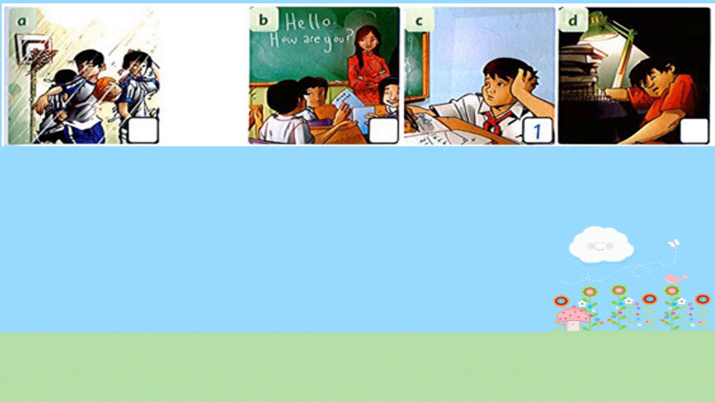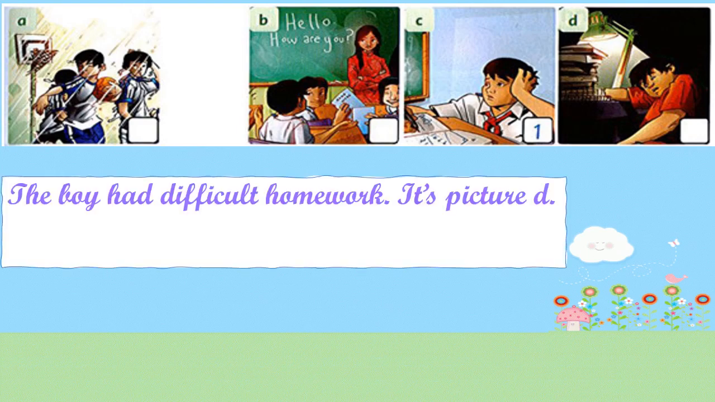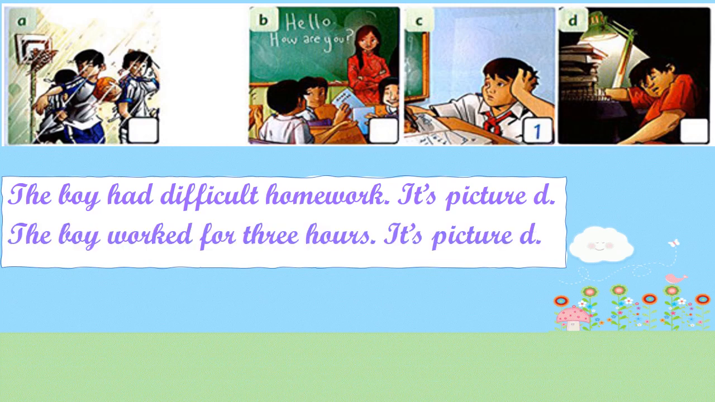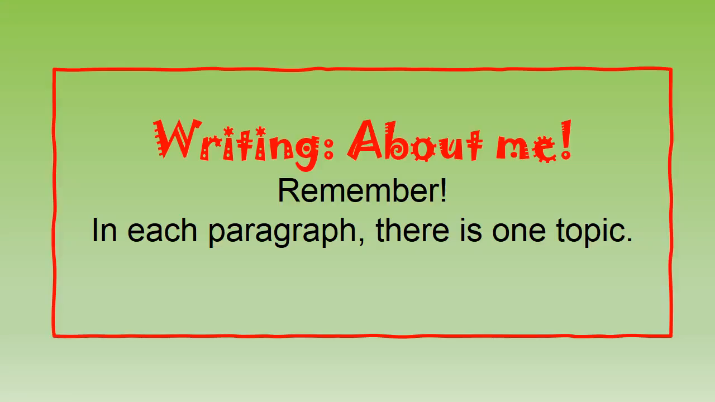Let's take a look at picture D. What do you say? The answer is, the boy had difficult homework. It's picture D. And the boy worked for 3 hours. It's picture D. Excellent. Let's move on to the next part.